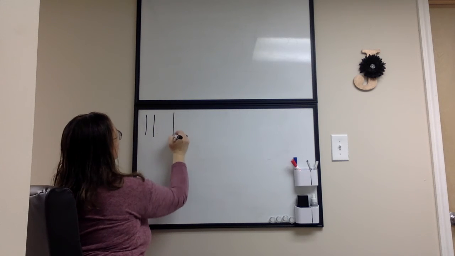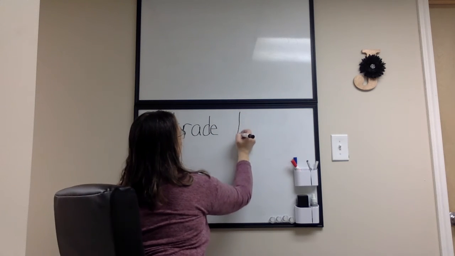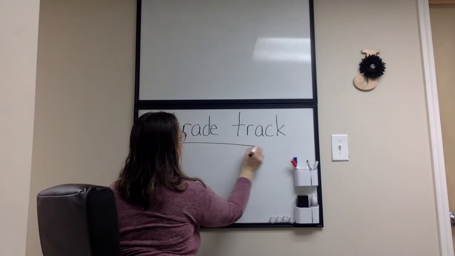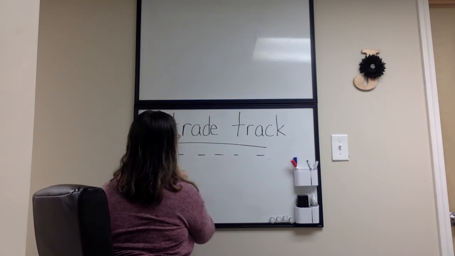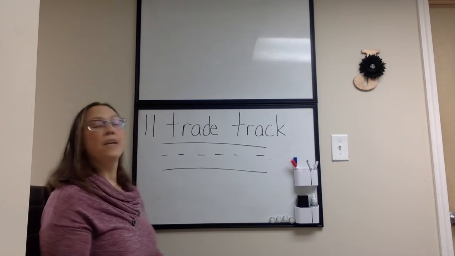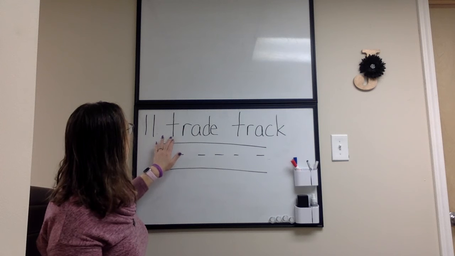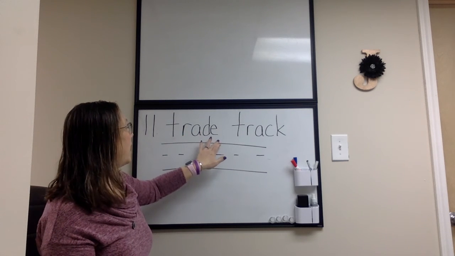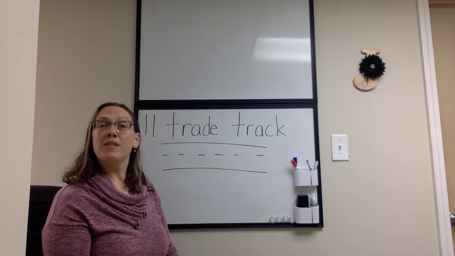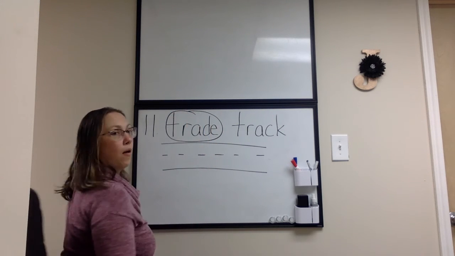Eleven. All right. The word that we need to find is trade. So let's practice our two words. Trade, track. Point and circle the word trade. And now let's write it.